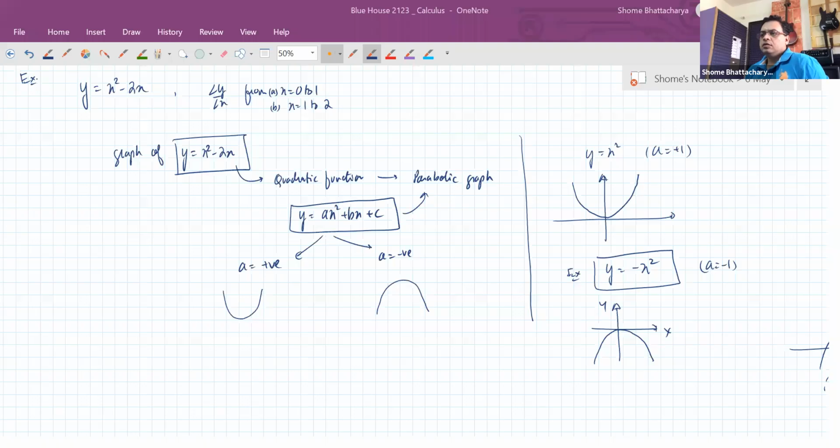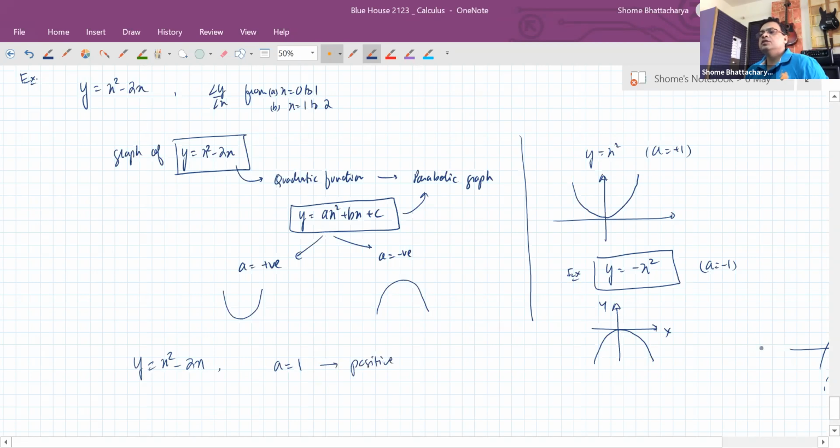Yeah, so in general, if I have a quadratic expression like this, depending on whether the coefficient of x square, which is A, is positive or negative, the parabola will be pointing up or pointing down. So in this particular case, y is equal to x square minus 2x. You can see that the coefficient of x square is 1, so it's a positive quantity. That's the first thing I can see.